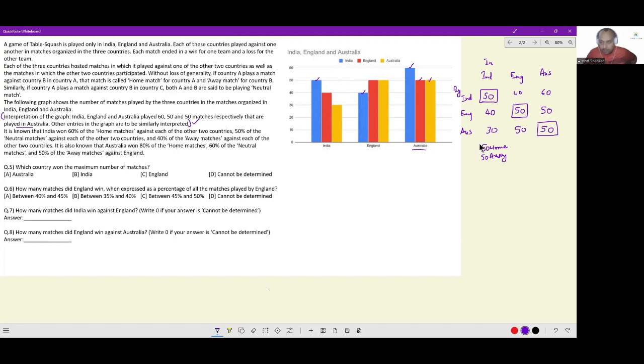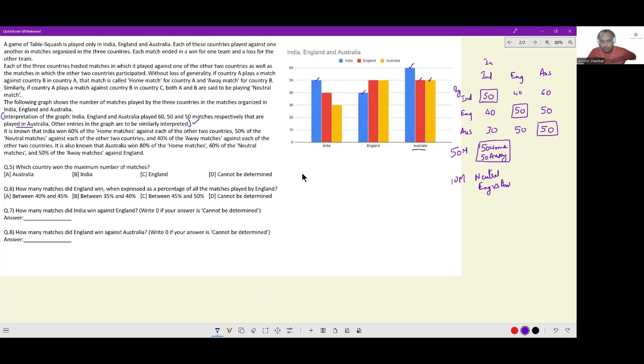This extra 20 is coming from, see, there are 50 matches, 50 of them were home for India and 50 of them were away for England and Australia. But the additional 20 that we have, for England and Australia, comes from 10 matches that are neutral for England versus Australia. 10 matches that are neutral for England versus Australia.